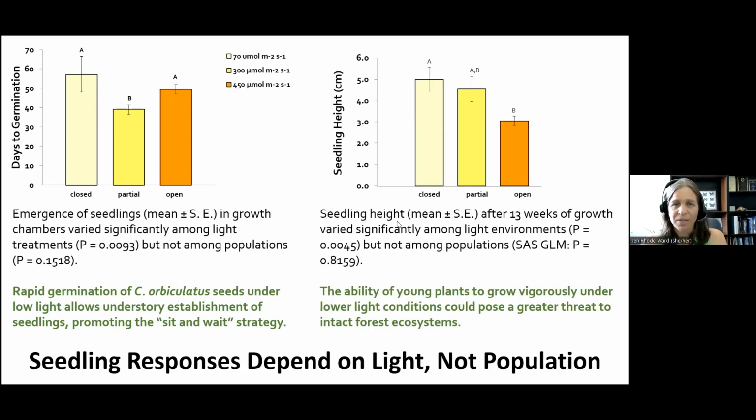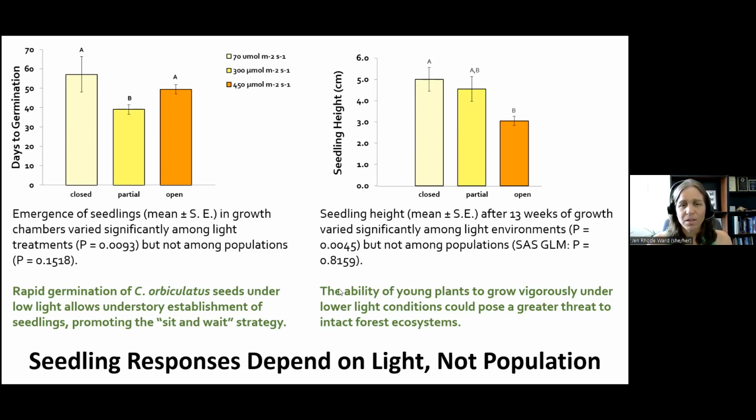If we look at the height of the seedlings, so how big they grow, as you might expect, they get a little bit taller when it's dark, trying to reach up for that sunlight. Shorter when it's bright, and somewhere in the middle, statistically, in that intermediate light level. Again, the light environments had different amounts of seedling growth. The populations did not. I've collapsed all three populations into each bar because they did not differ at all.